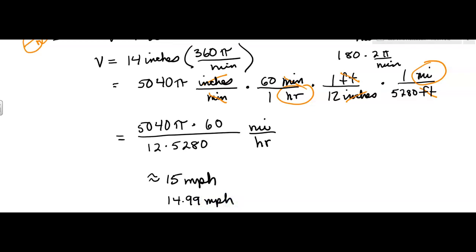They really should tell us how accurate they want it. But either way, I'm not too picky. Unless I specify, then I'm picky. So if I say 2 decimal places, round your answer to 2 decimal places, do that. All right. That was linear speed.